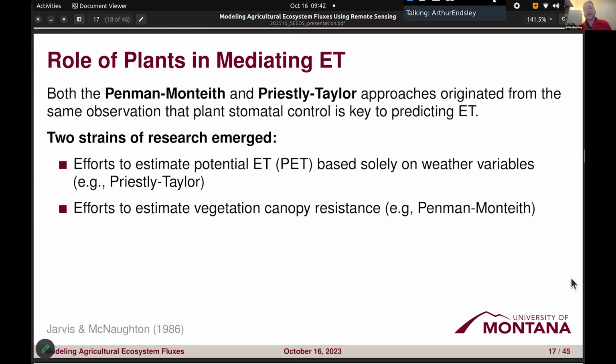The two models that you may have heard of that are associated with this micrometeorological approach are the Penman-Monteith and Priestley-Taylor approaches. These are two different strains of research that emerged from that recognition of the importance of plant stomata and plant regulation of ET. The Priestley-Taylor approach represents a strain of research that is really interested in quantifying potential ET based solely on weather variables, whereas Penman-Monteith, on the other hand, tries to estimate the vegetation canopy resistance.